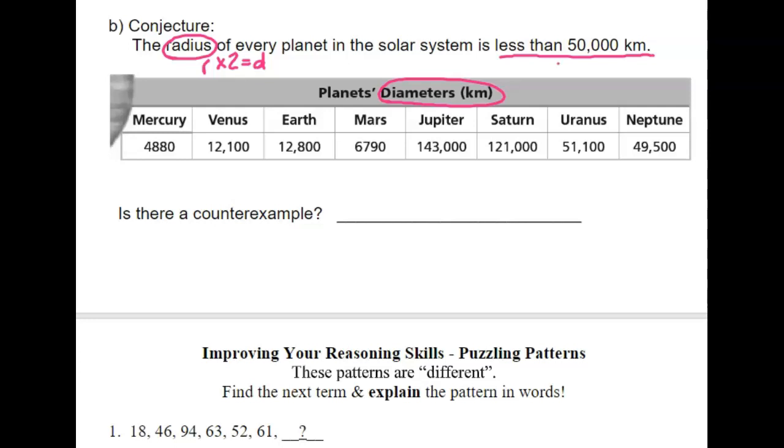So if I take this and I multiply it by 2, well, then that's 100 kilometers, correct? The conjecture is that the radius of every planet in the solar system is less than 50,000 kilometers. So the diameter must be less than 100,000 kilometers. Is there a counterexample? Yes. In fact, there are 2 counterexamples, Jupiter and Saturn. Jupiter and Saturn both have diameters greater than 100,000 kilometers, so their radii must be greater than 50,000 kilometers. So this conjecture is not true.